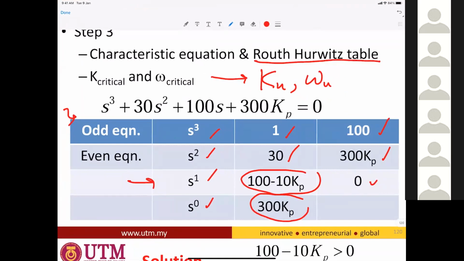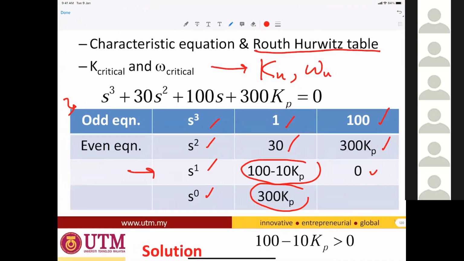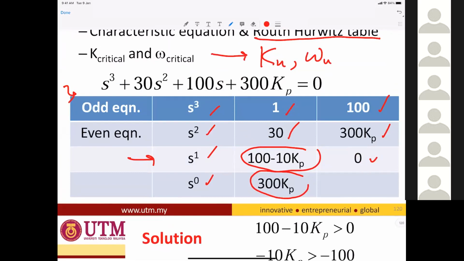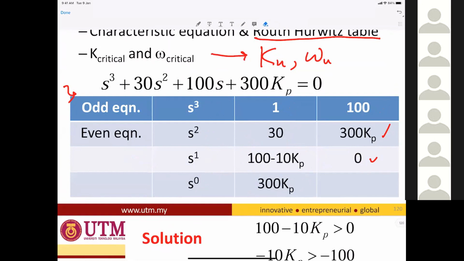This is the control theory. Right. And then in the Routh-Hurwitz table, we have a first column and a second column. So this is what I call the first column.